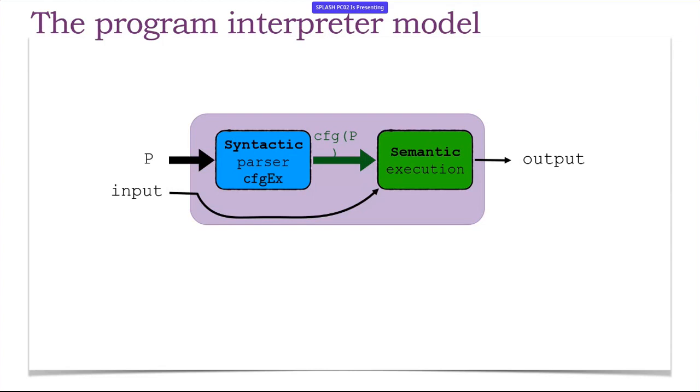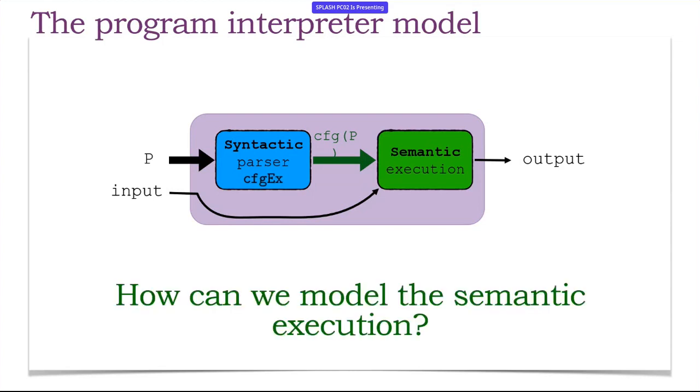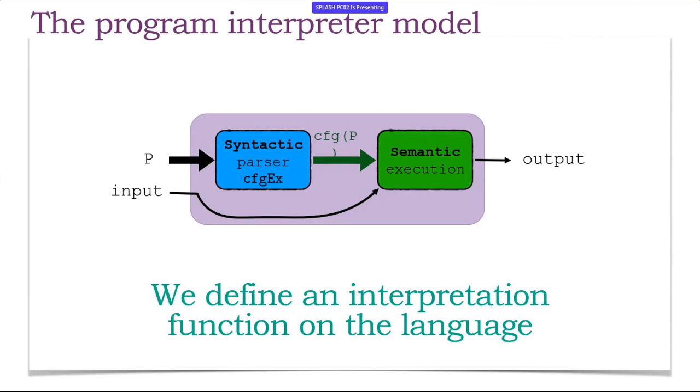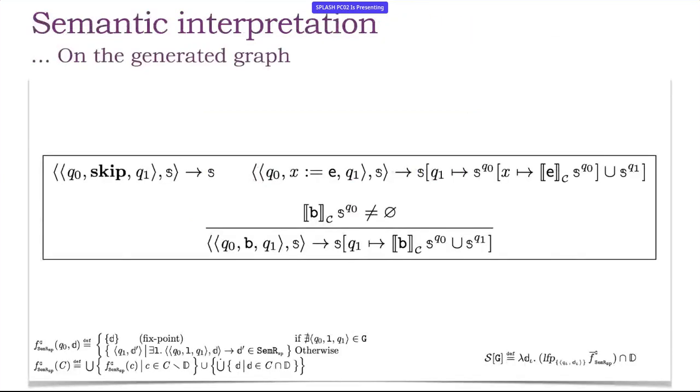So now that we have the model for the parser, we can decide how to model a semantic execution in order to have a complete model of the interpreter. And in this sense, we define an interpreter function precisely on the language. So we have a control flow graph to interpret.